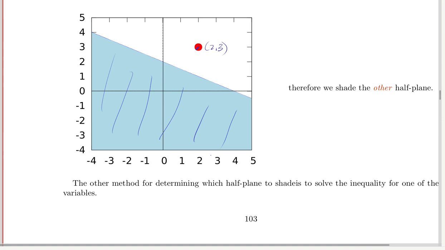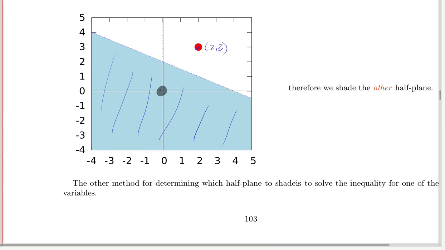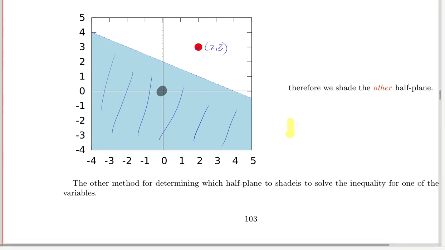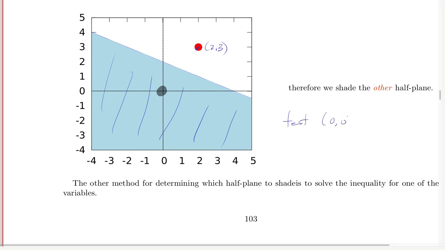Okay, so the test point method is one way to determine which side to shade. By the way, usually the easiest test point to check is 0, 0. That's a nice, easy test point because it's always easy to plug in. So for example, suppose we had tested the point 0, 0.